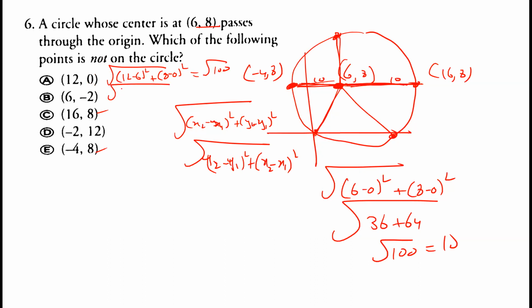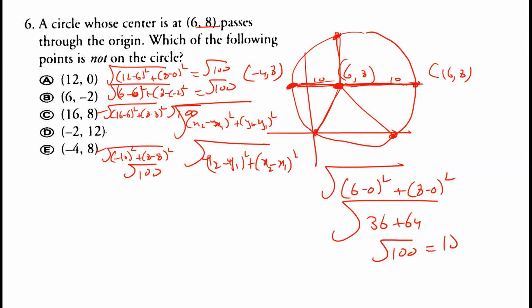This would be (6 minus 6) square plus (8 minus 2) square. This is again under root 100. This would be (16 minus 6) square plus (8 minus 8) square. Now 16 minus 6 is again 10, 10 square, under root 100. So again the distance is 10. So (minus 4 minus 6), minus 10 square plus (8 minus 8) square is 0. So again it would be under root 100.